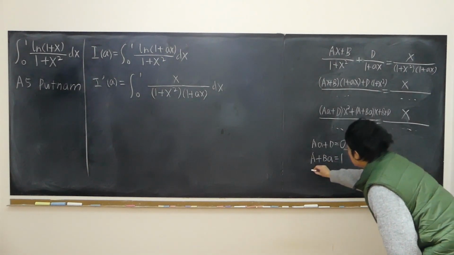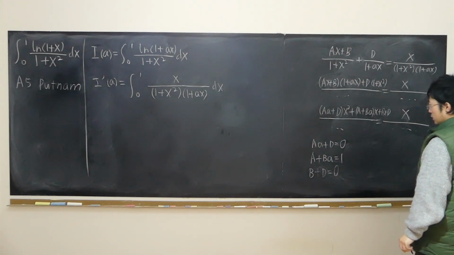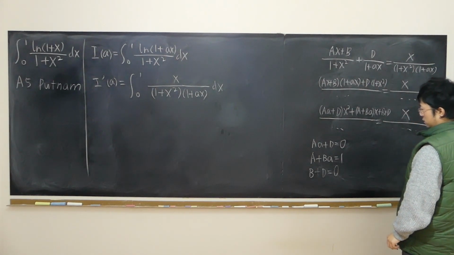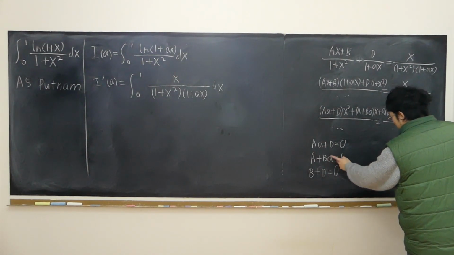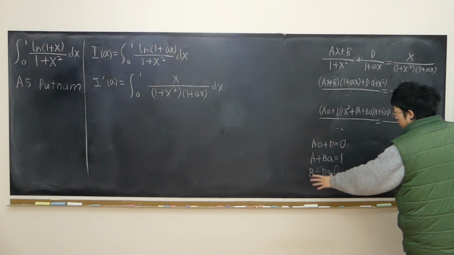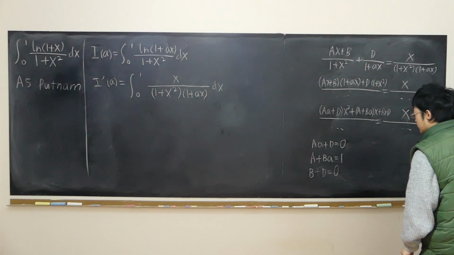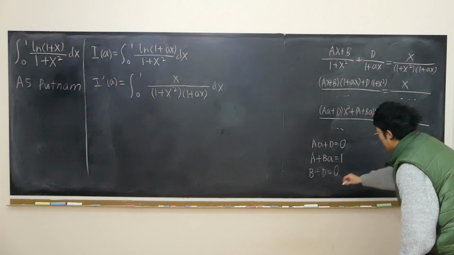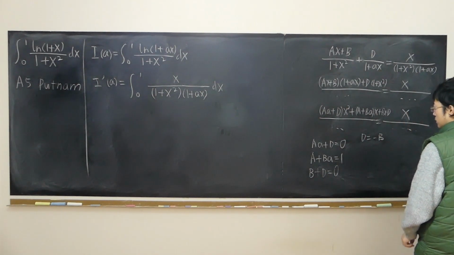So b plus d equals 0. Remember, here we treat a as a constant, and we treat A, B, D as unknowns. So 3 unknowns, 3 equations. Fine. So from this equation, we know that d equals minus b. This is what we know.